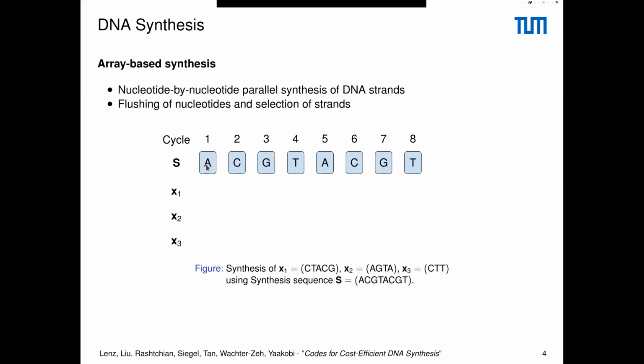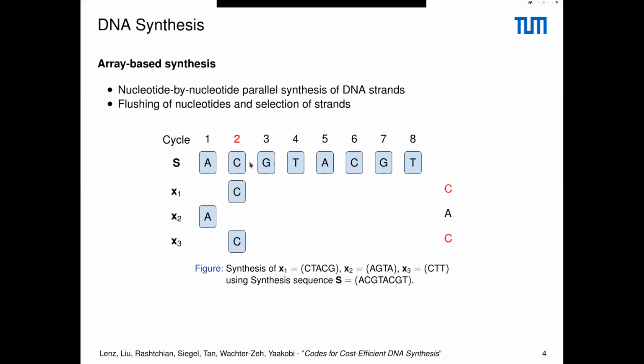Say, for example, I chose in advance the synthesis sequence ACGT, repeated to length 8. Then I want to synthesize 3 different sequences: first of all, CTACG, AGTA, and CTGT. All of them I want to synthesize in parallel, okay? So what I do first, in the first cycle, is I flush A over my array and I attach it to the strands where I want to have an A. In this case, this is only the second strand because the 2 other strands begin with a C. Next, I flush the array with the C and attach it to those strands where I want to have a C, which is strands 1 and 3.